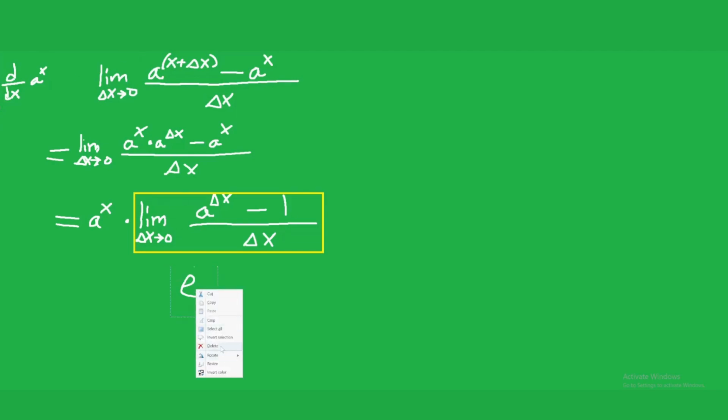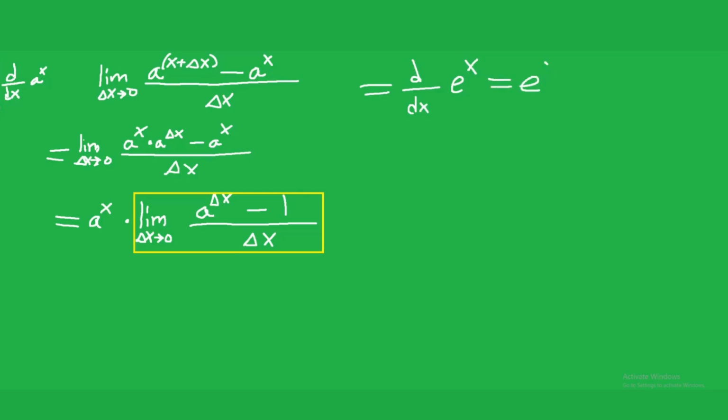If you were to graph e to the x on Desmos or something, you'd see that when x is 0, it'd be 1. So if a is e, then we just have e to the x times 1. That would mean e to the x. So in other words, d over dx of e to the x is equal to e to the x.